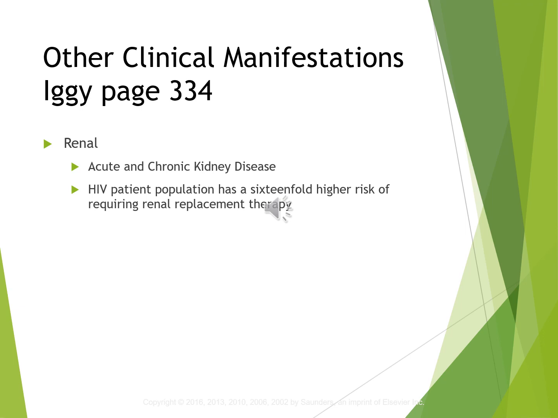So the HIV patient population has a 16-fold higher risk of requiring renal replacement therapy. So people with HIV are 16 times more likely to have some kind of dialysis, be that hemodialysis or some kind of peritoneal dialysis. But like I say, keep in mind, you start thinking about the blood, it gets kind of scary, but they are going to require something to do the function of the kidneys because the kidneys are no longer able to do that for them.